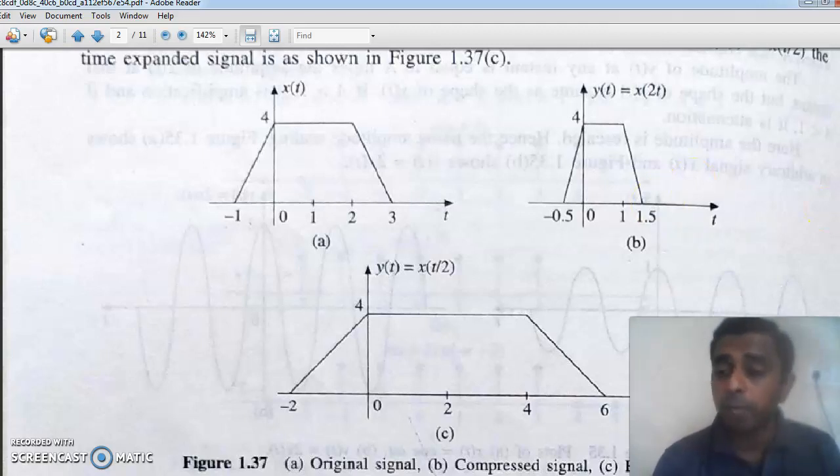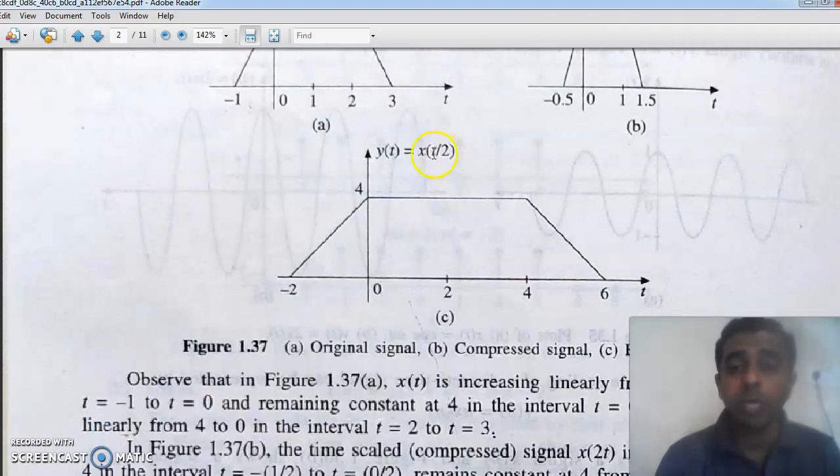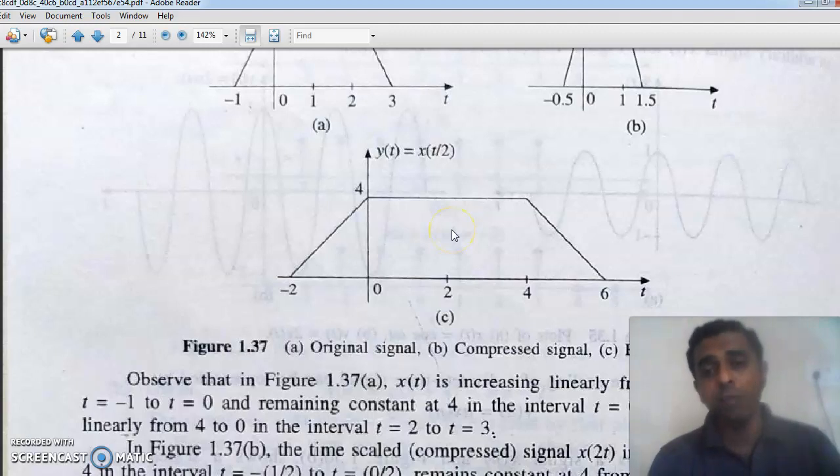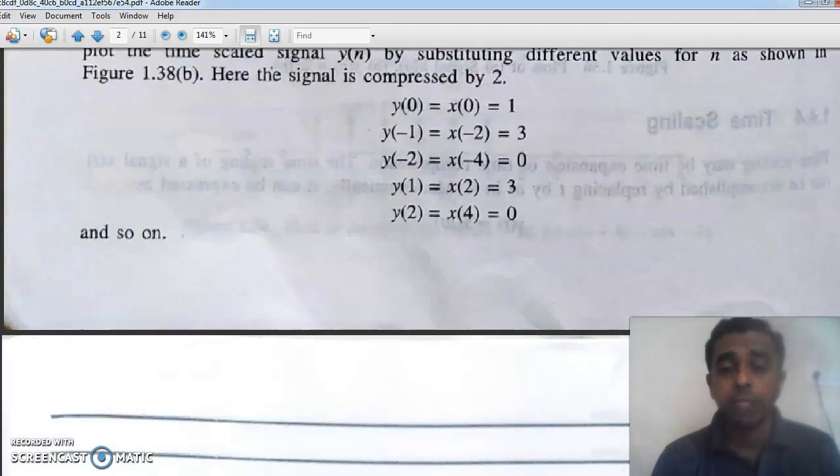What happens if the multiplying factor of time is less than 1? For example, if I have 1 by 2 being multiplied with t, you can see that the signal is being expanded. This is the same explanation you can see here also. So by multiplying the time by a scalar which is greater than 1, you are compressing the signal, and if you multiply the time by a scalar which is less than 1, you are expanding that signal. So this is basically an operation performed in DSP: compression of a signal and expansion of a signal.